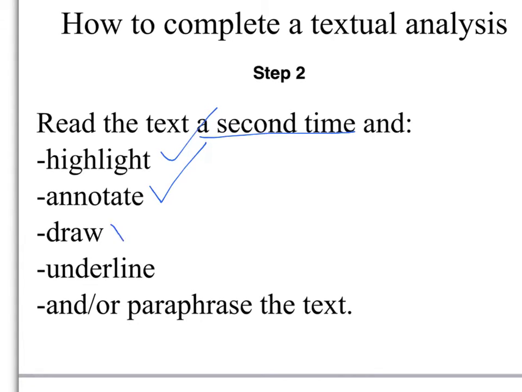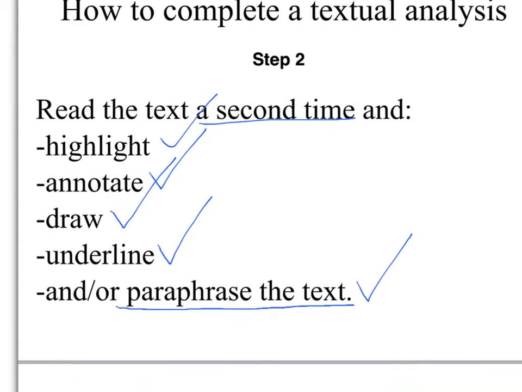You can draw in the margins if there's any imagery. Any little drawings or doodles you can do will also help your understanding. You want to underline anything that you think is important, and you want to paraphrase any parts of the text. So that means to take parts of the text and put it in your own words. So that's step 2. Now let's start identifying the elements.